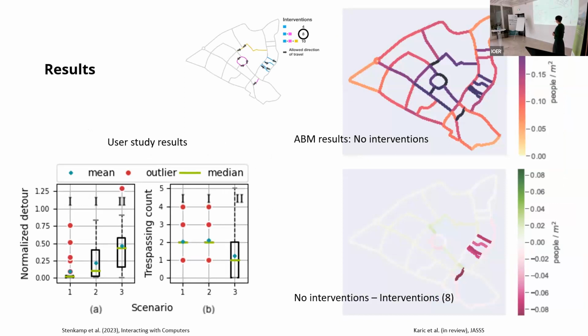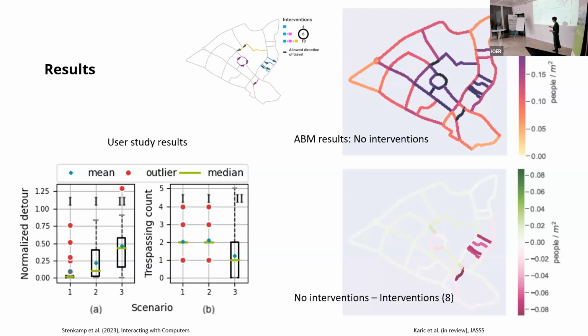Here you see the results of both the user study and the agent-based model. Results of the user study, we recently published them in Interacting with Computers. And here you see two graphs. On the left-hand side is what is called the normalized detour. That's basically the difference between the shortest path that would be possible between origin and destination and what the participants did. And you see that in scenario 1, where there's a normal situation with no pandemic, people usually take the shortest path. So a difference of 0.